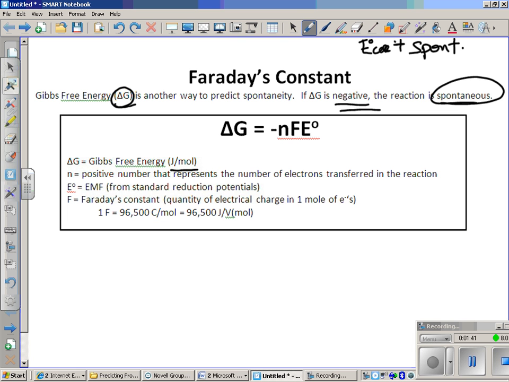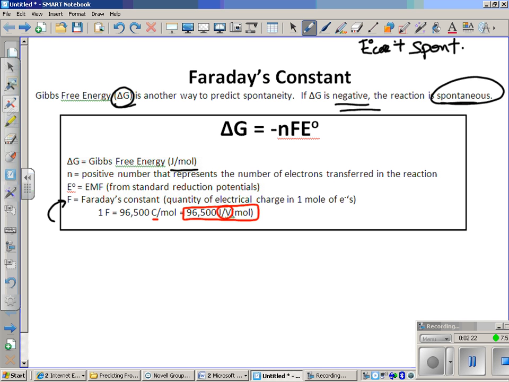Then you have your standard EMF, your E cell, and again, that's calculated by doing the reduced minus the oxidized, cathode minus anode. And this last part is the new part, called Faraday's constant. Faraday was a scientist that did a lot of work in redox chemistry. We will mostly be using this version of his constant, 96,500 joules per volt per mole. You'll notice this one says coulombs per mole. A coulomb is the same thing as a joule per volt. Those of you in physics, or at least AP physics, have probably heard that before. So that's the way the equation works. Just be careful of your units.